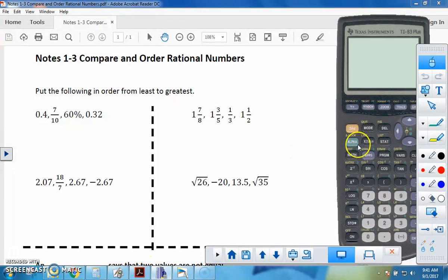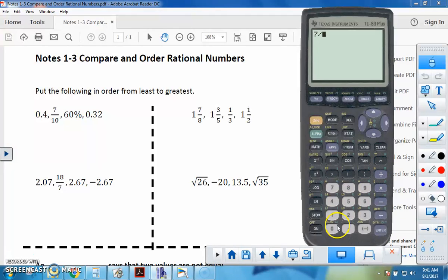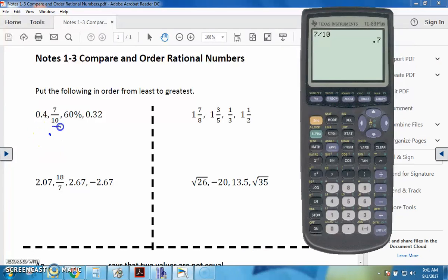Now, on your calculator, you're just going to go 7 divided by 10, hit enter, and you'll get it as a decimal. So what you would do now is, I would just write 7 tenths. Okay? Now, we have 60%. Now, we want to convert a percent to a decimal. Raise your hand. How do we change a percent to a decimal?